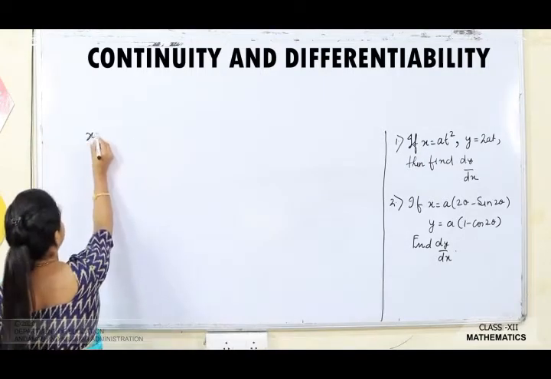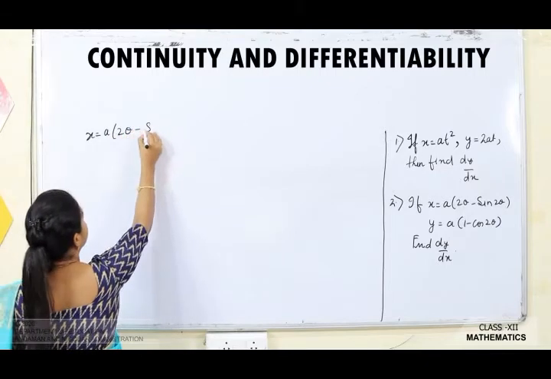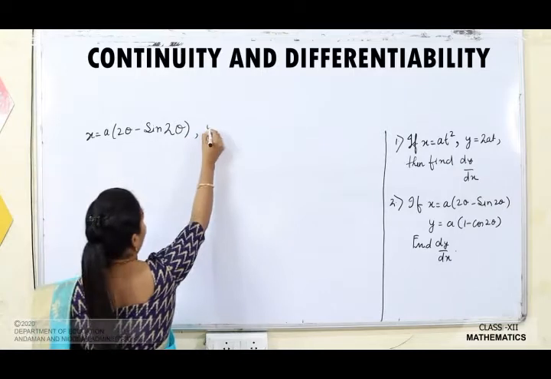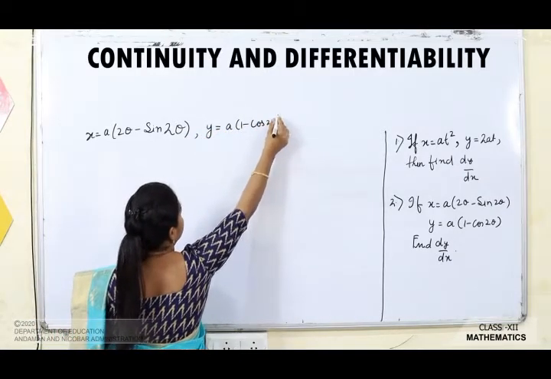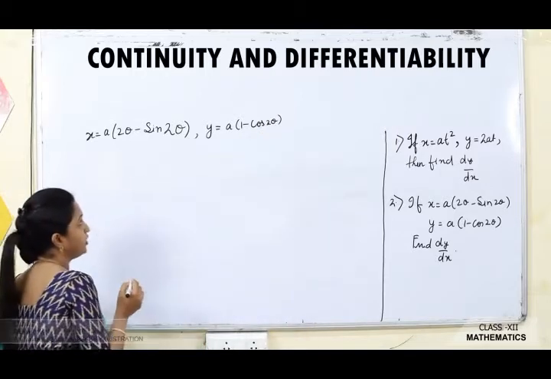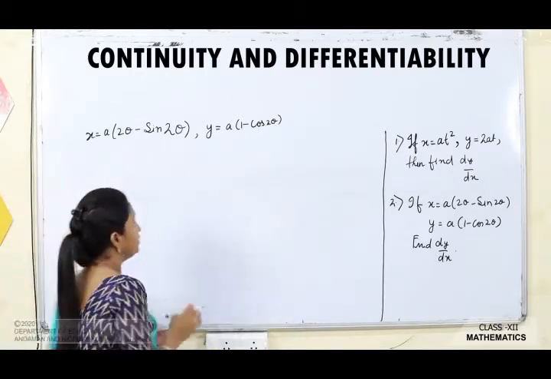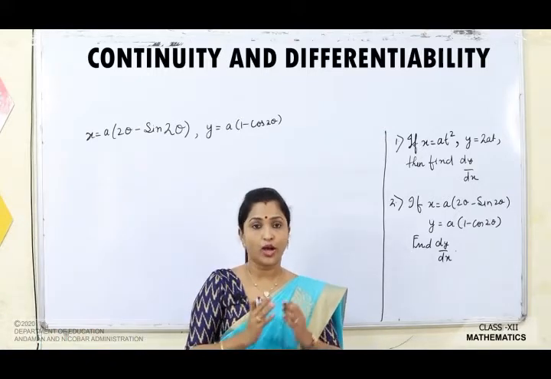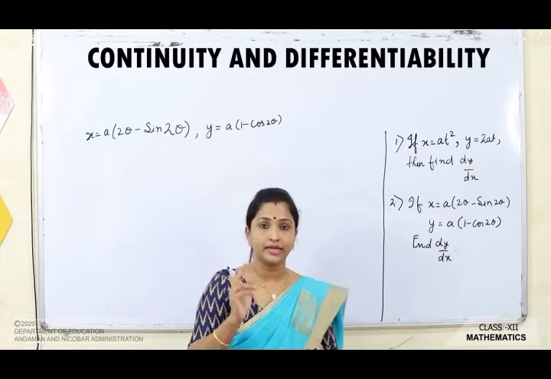If x is equal to a(2 theta minus sin 2 theta), y is equal to a(1 minus cos 2 theta), you have to find dy by dx. Again here you will observe that the parameter is different. The third variable is theta here. So you have to differentiate x and y with respect to the third variable, that is theta.